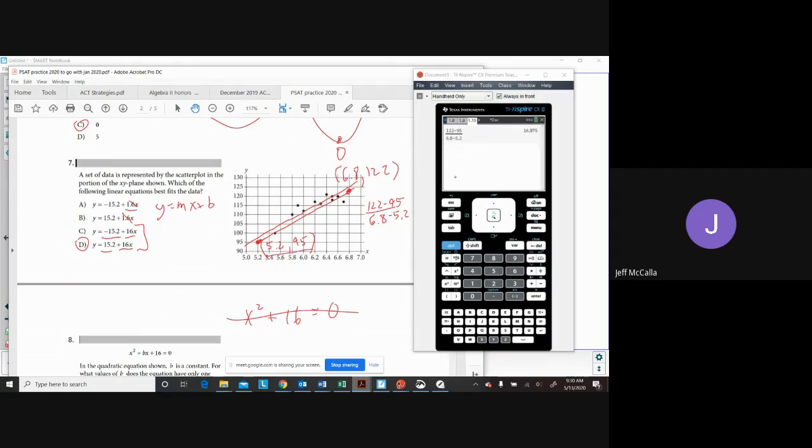Pick a point, like say this point right here, and we could plug in this slope of 16. We think the slope is 16 according to this. So you could say 95, which is the y value, equals 16 times the x value, which is 5.2, plus b. And if we do that in our calculator, 16 times 5.2 is 83.2. So 95 equals 83.2 plus b.